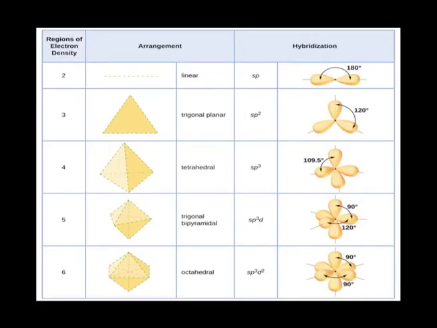Let's take one more look at this chart to see how all we need to know is the number of electron domains there are around an atom, and the rest takes care of itself.